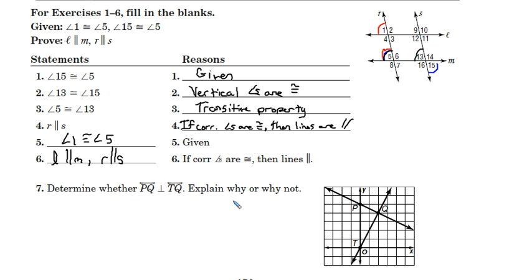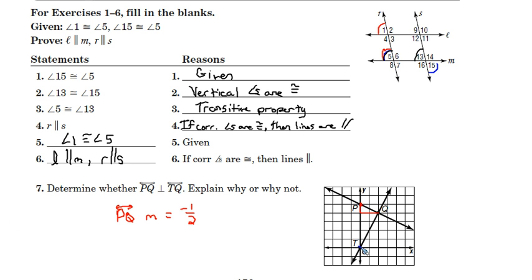Well, they're perpendicular if they have opposite reciprocal slopes. So what we need to do is determine the slope of PQ. Let's do that first. PQ, I go down 1 and to the right 2. So for a line PQ, I know that the slope is down 1, right 2. That's a negative 1 over 2. Okay, let's talk about the other line.